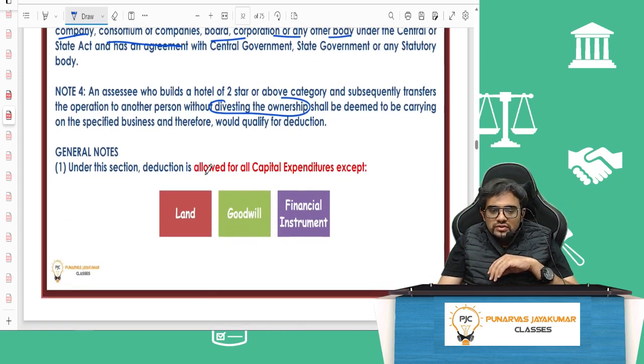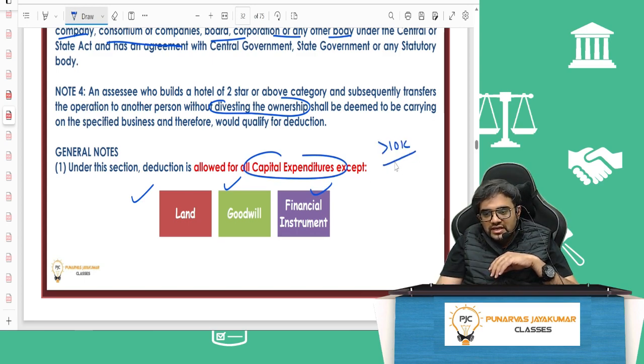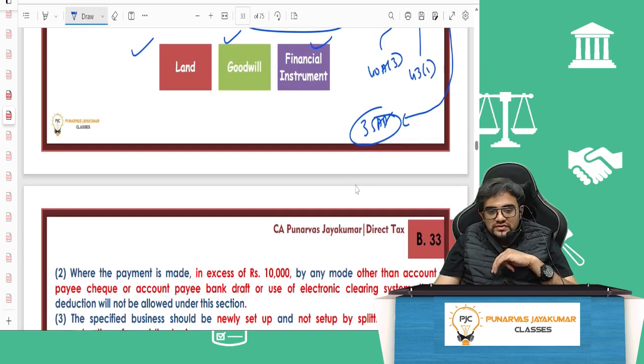And as I told you, land is not covered, goodwill is not covered, financial instrument is not covered, and capital expenditure, except this. And guys, we had seen any payment of more than 10,000 rupees to a person in a day. If it is revenue expenditure, it is disallowed under 40A(3). If it is capital expenditure, it is reduced from the actual cost under 43(1). If it is capital expenditure on scientific research, that also is not allowed under 35 AD. So these three things we have to keep in mind.